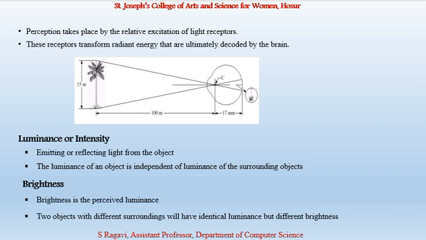Perception takes place by the light receptors. The receptors transform the energy, which is decoded by the brain.